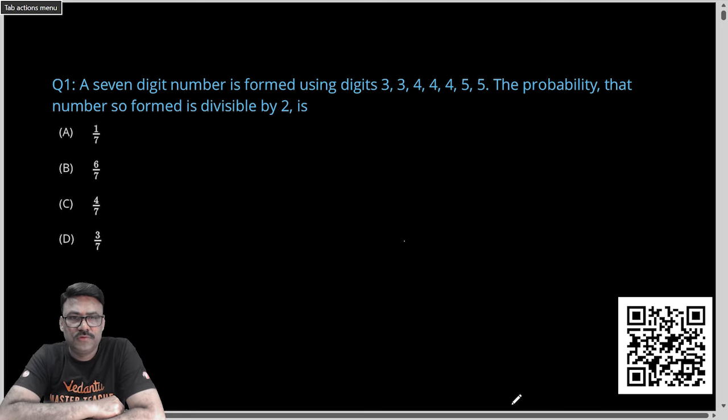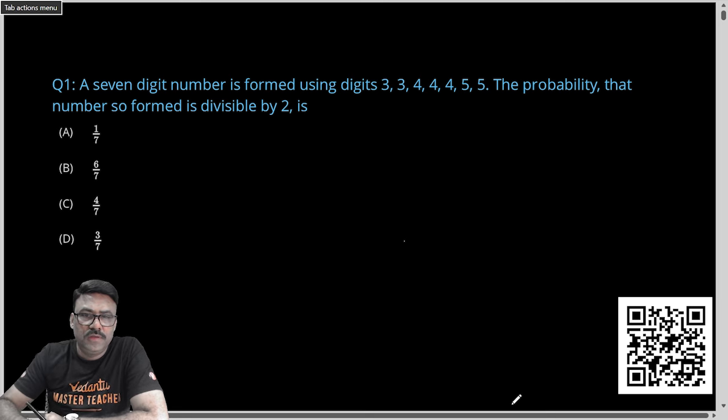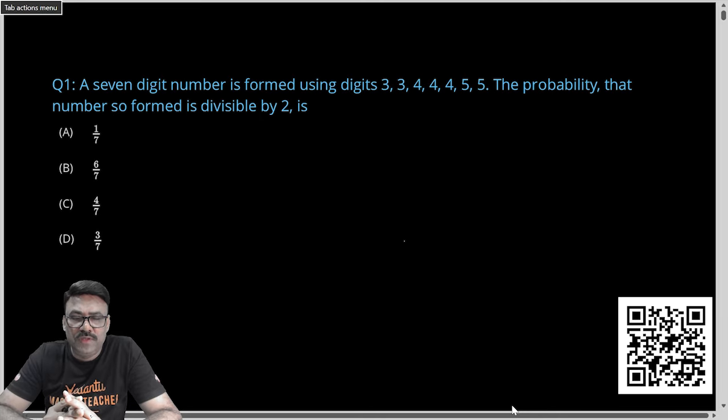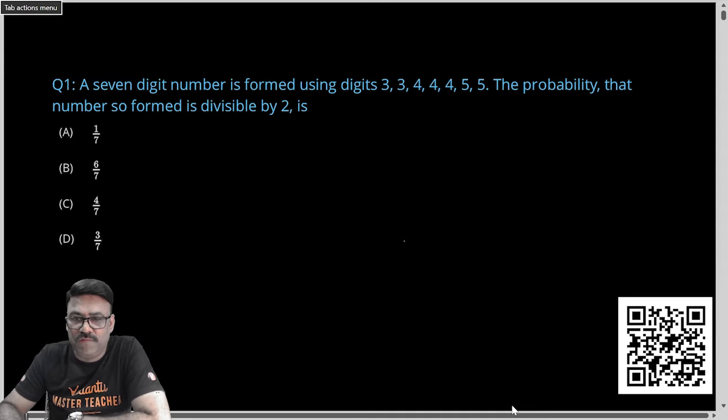So here is the question on your screen, and it is based on probability. A 7-digit number is formed using these 7 digits. The probability that this number is divisible by 2. So see, any number is divisible by 2 if the unit digit is even. That means the unit digit must be 4.